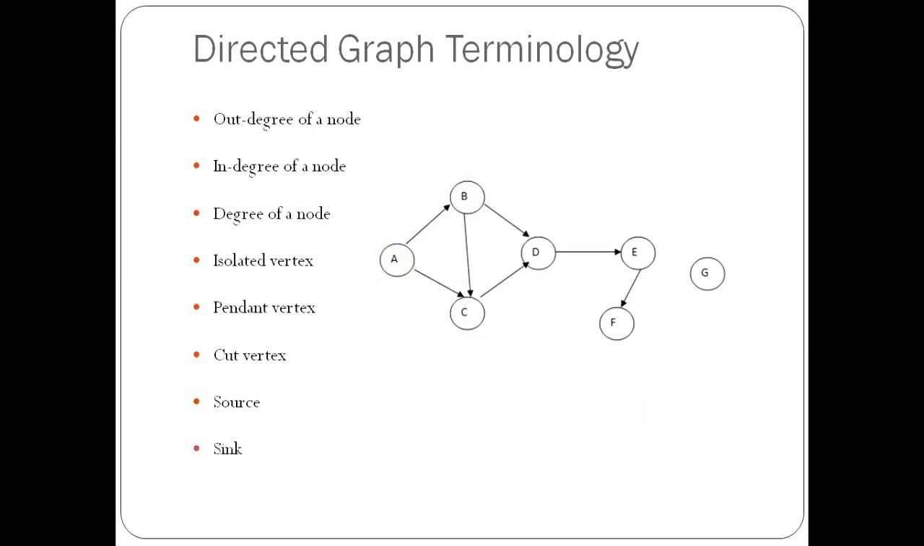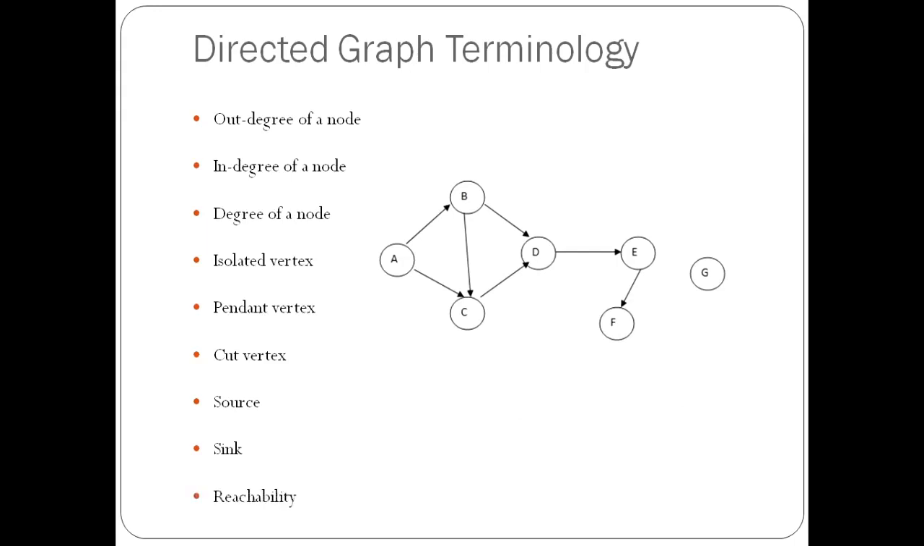Similarly, a sink. A sink node is a node which has 0 out degree, which can have multiple in degree but must have 0 out degree. So for the given graph, node F has 0 out degree, so we can say that node F is a sink vertex.